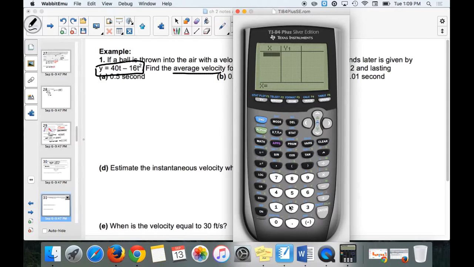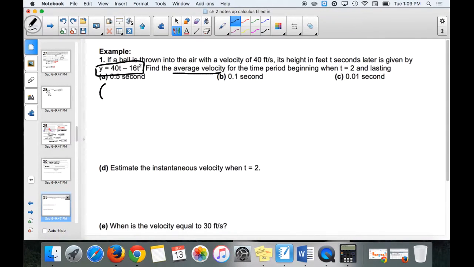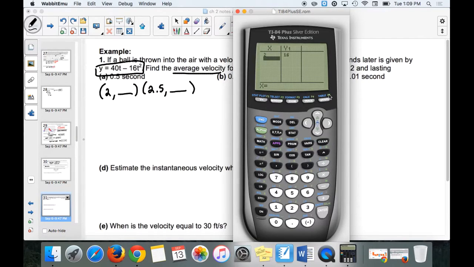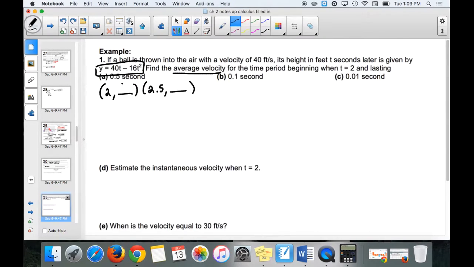So when we say it lasts 0.5 seconds, that means we want to find the point at 2 comma something and the point at 2.5 comma something, right? So we want to find the height at each of those locations. So we can plug into our table. So we're going to plug in 2 and we're going to plug in 2.5. So we get 2 comma 16 and we get 2.5 comma 0. So when we find our slope between those two, it's going to be 16 minus 0 over 2 minus 2.5. We get negative 32.